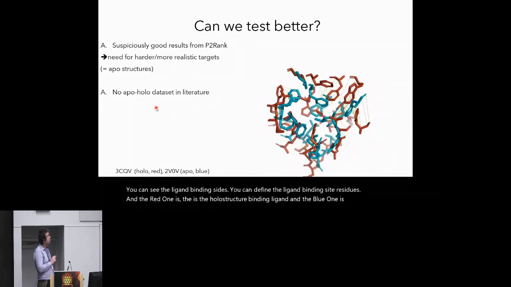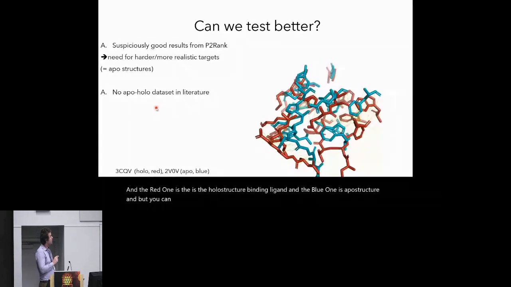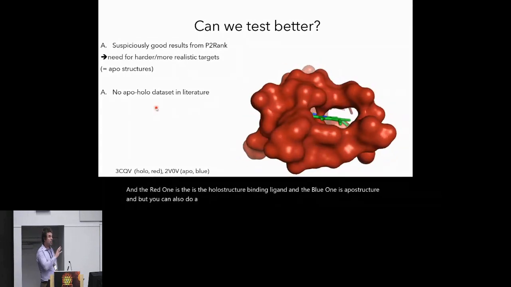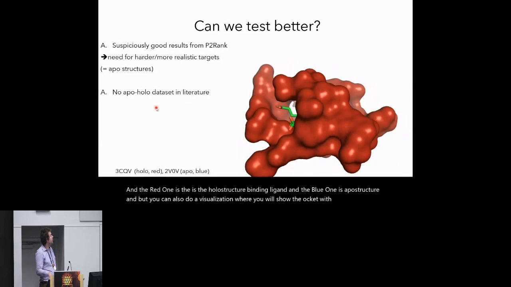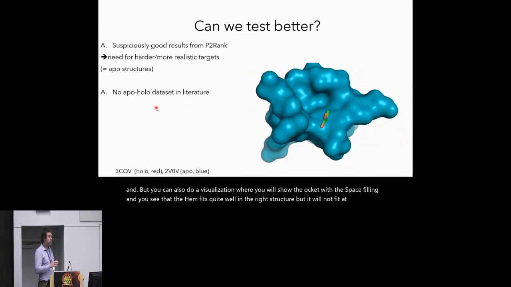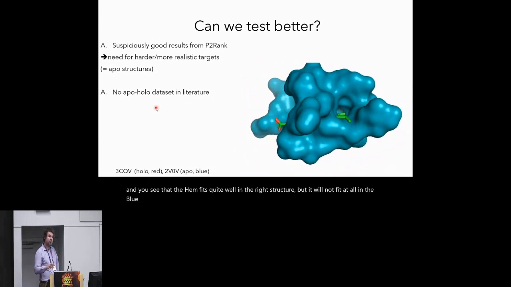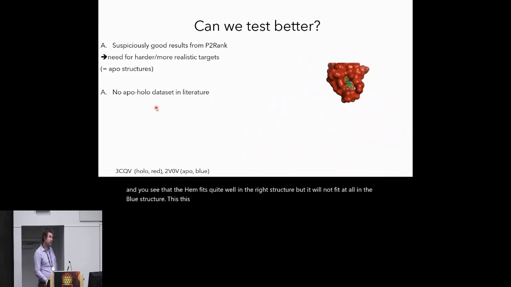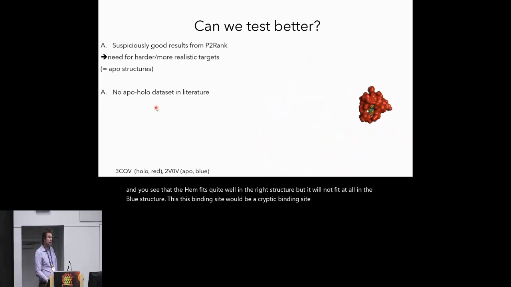But you can also do a visualization where you will show the pocket with the space filling. And you see that the heme fits quite well in the red structure, but it will not fit at all in the blue structure. This binding site would be a cryptic binding site, and it actually appears in all the cryptic binding site data sets there are. So this is an example of a structure which would be really challenging for our tool.